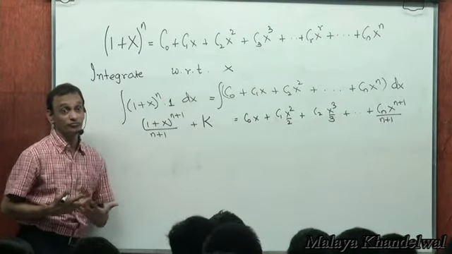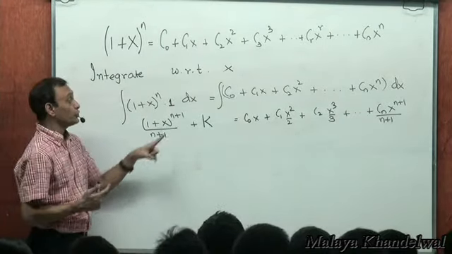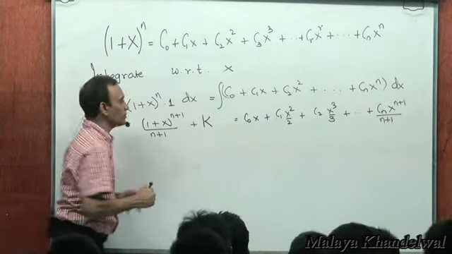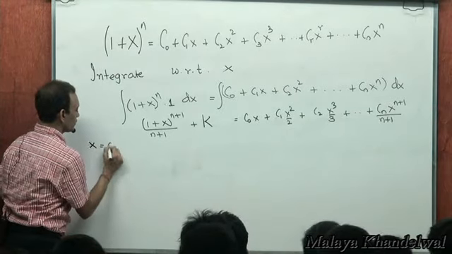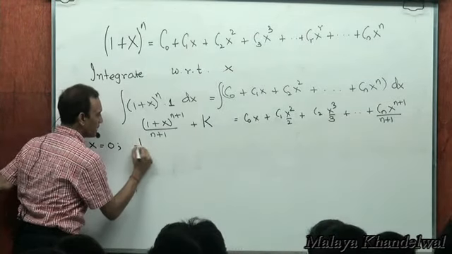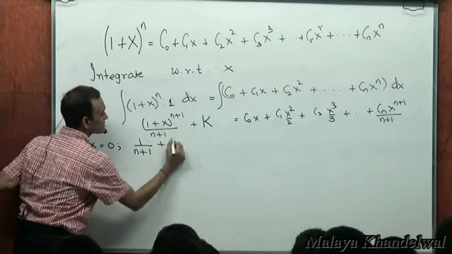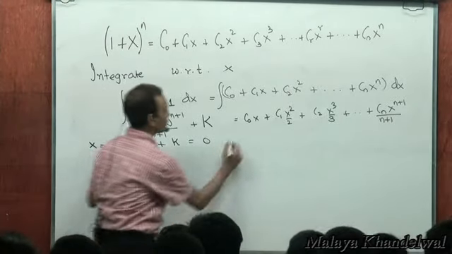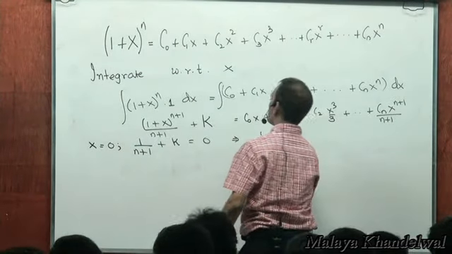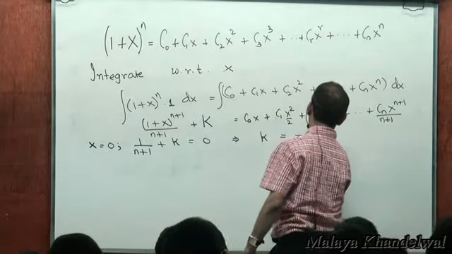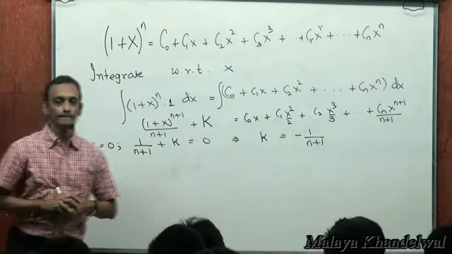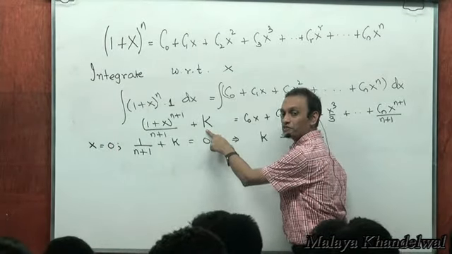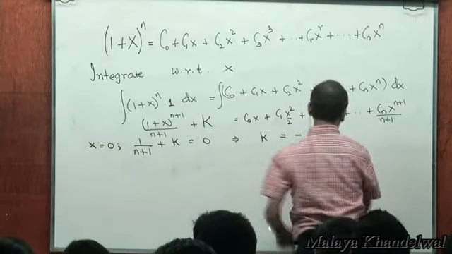Now I have to know k. Put x equal to 0 on both sides. This is an identity, so put x equal to 0 on both sides. Then I get 1 by n plus 1 plus k equal to 0, or k equal to minus 1 by n plus 1. So I can plug in k equal to minus 1 by n plus 1 here and get another result, right?